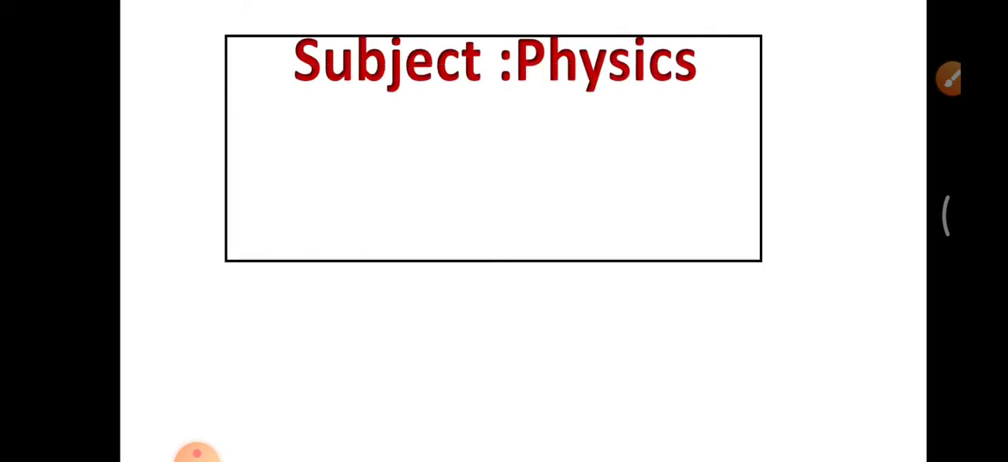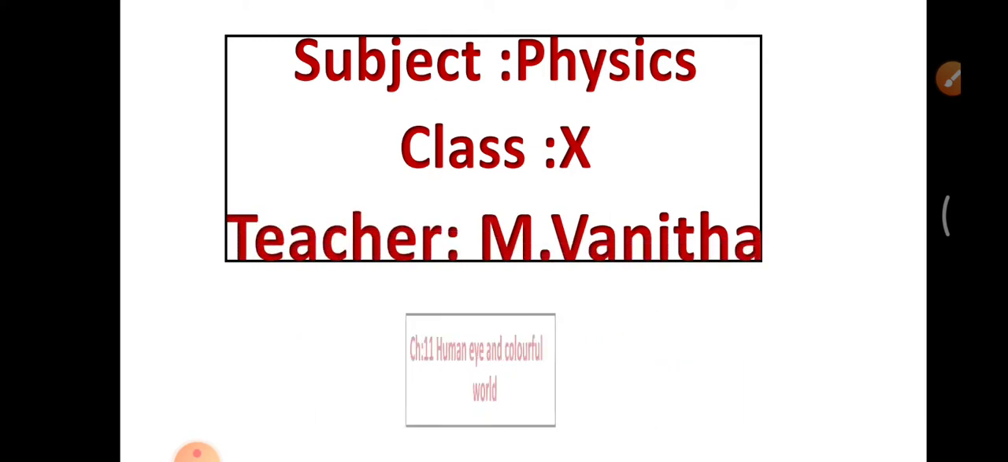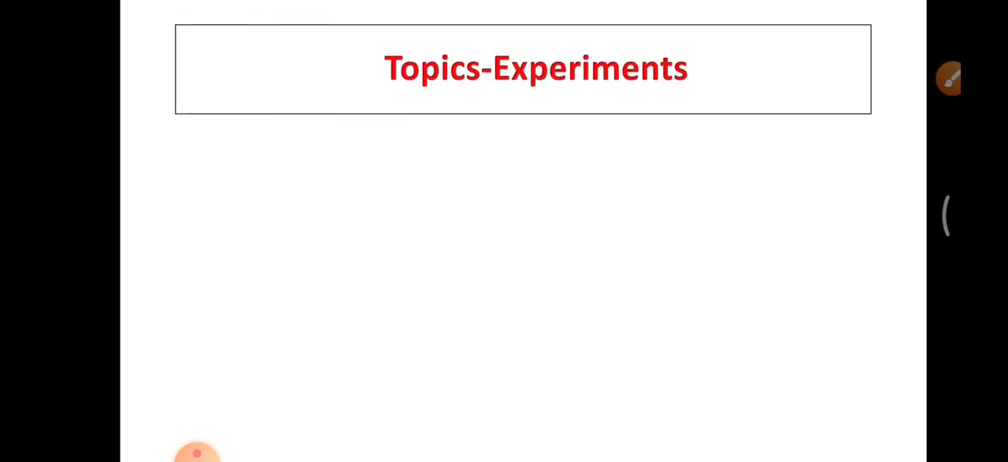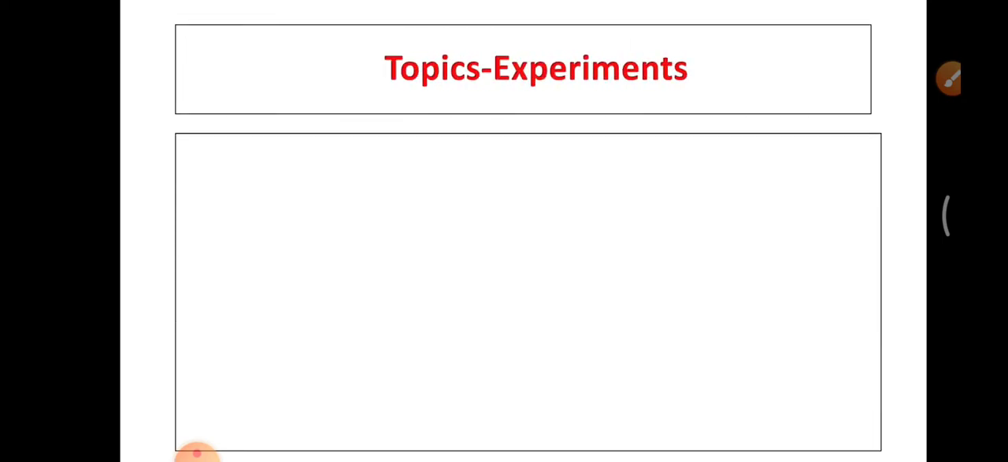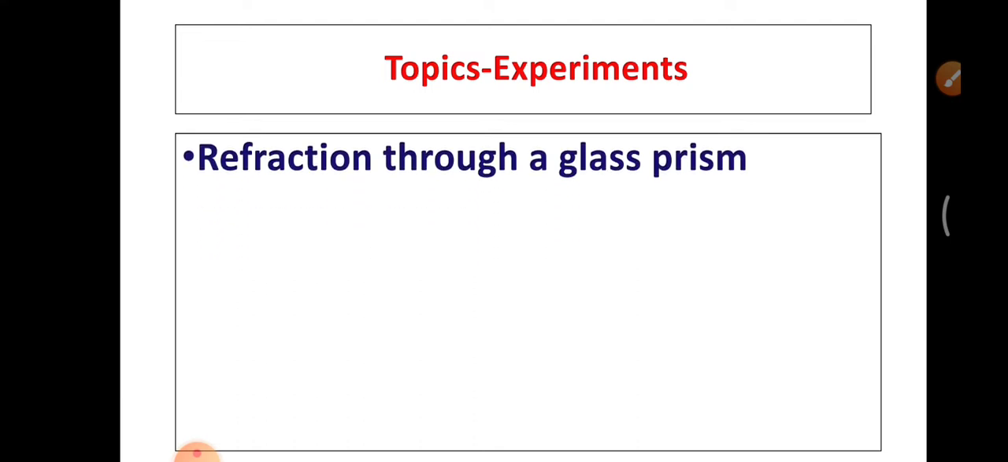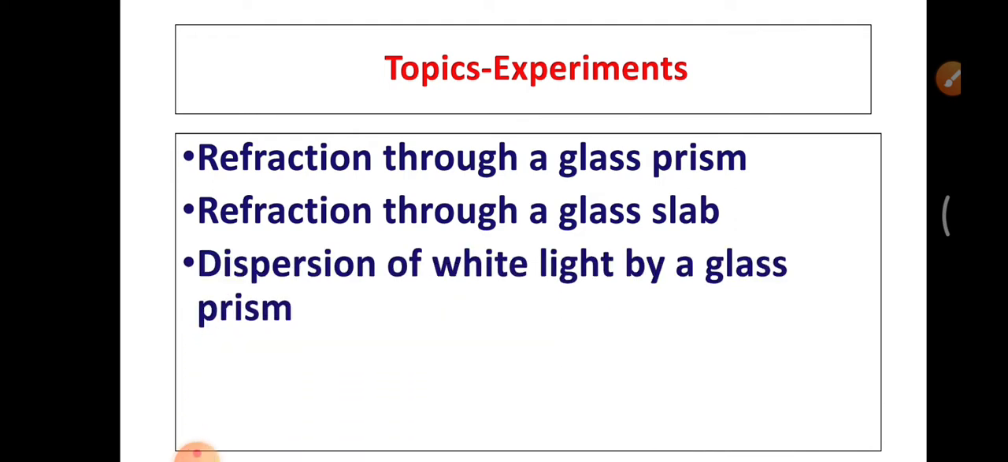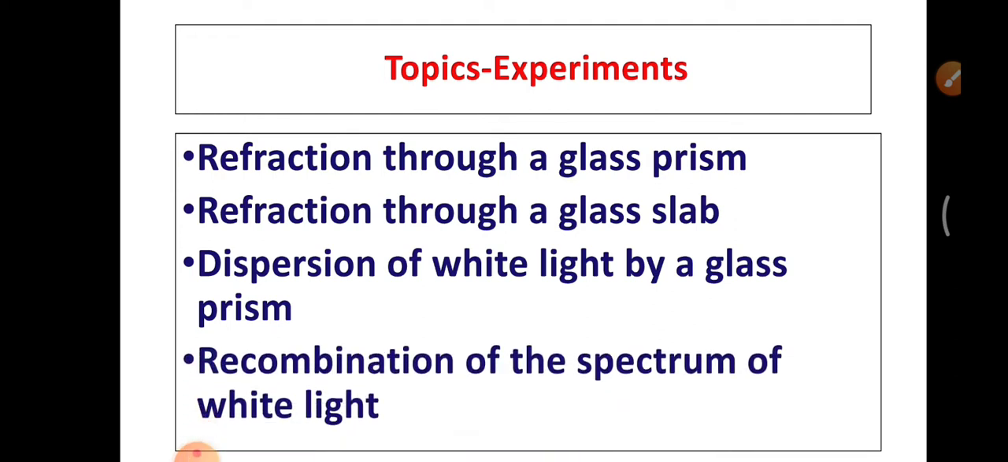Today we are going to see the subject physics, class 10, chapter number 11, human eye and colorful world. Topics: experiments based on the refraction through a glass prism, refraction through a glass slab, dispersion of white light by a glass prism, recombination of the spectrum of white light.